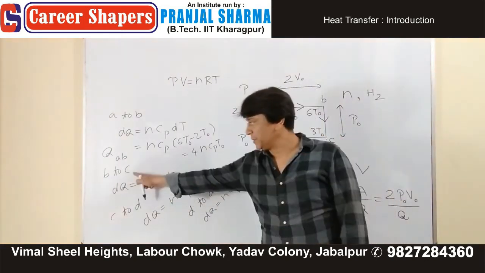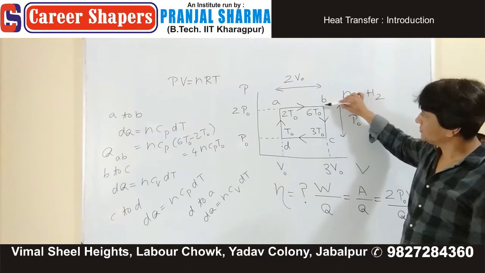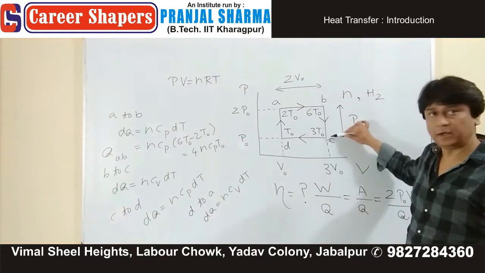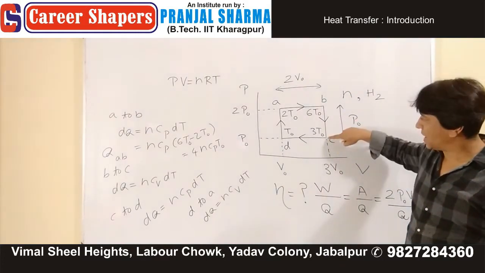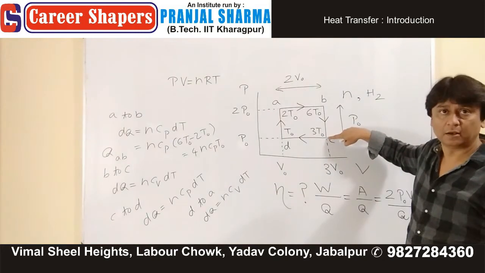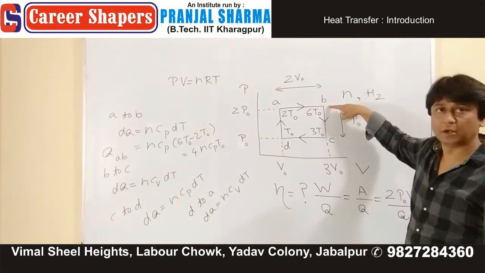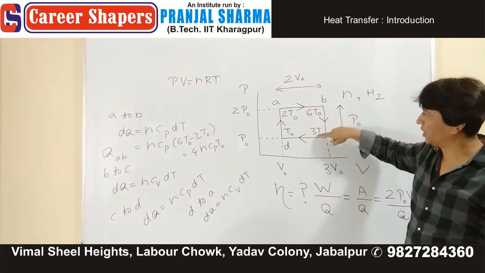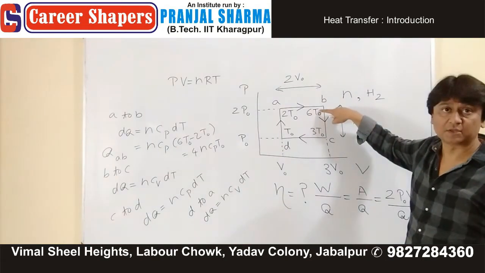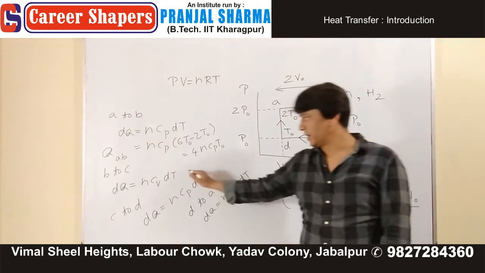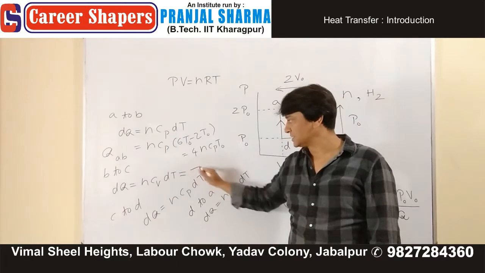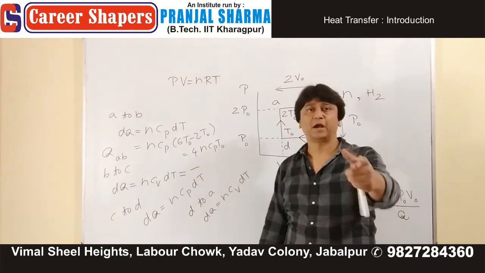When you go from B to C, final minus initial. Final temperature is what? 3 T naught. Initial temperature is what? 6 T naught. This thing is negative. अपने काम की नहीं है.